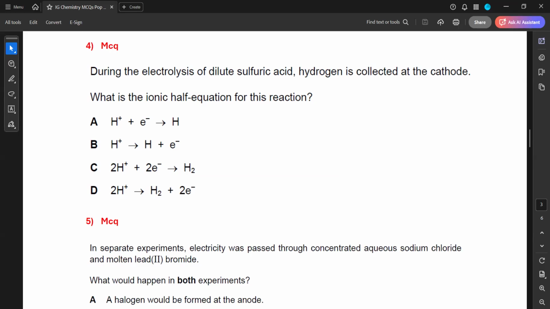No doubt in question 4. The correct answer for this one is also C. Question 5.